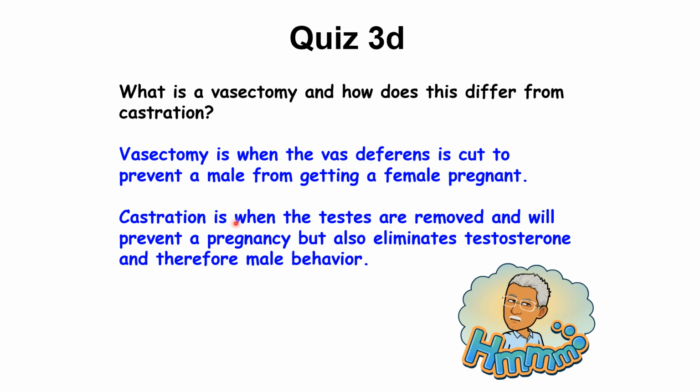For castration, you remove the entire testes, and removal of the testes will, of course, prevent pregnancy. But since the testes are responsible for testosterone production, it will also eliminate testosterone and therefore the male behavior. Since the testis is responsible for the production of sperm, the sperm production will be compromised and also the testosterone. Castration is of course important, particularly in food-producing animals, particularly in cattle.